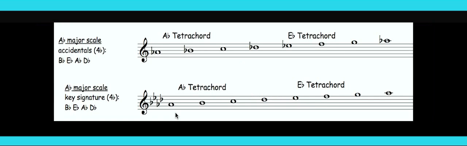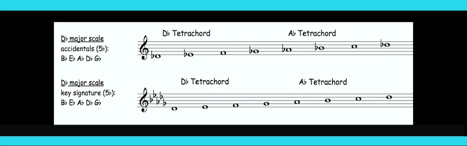A. A flat major scale has four flats. We have the key signature here, B, E, A, D, and that's how it's going to be in our order of flats here. It spells bead, a good way to remember it. E flat major scale, we now have five flats in our order of flats, and the new addition to our order of flats is G flat.